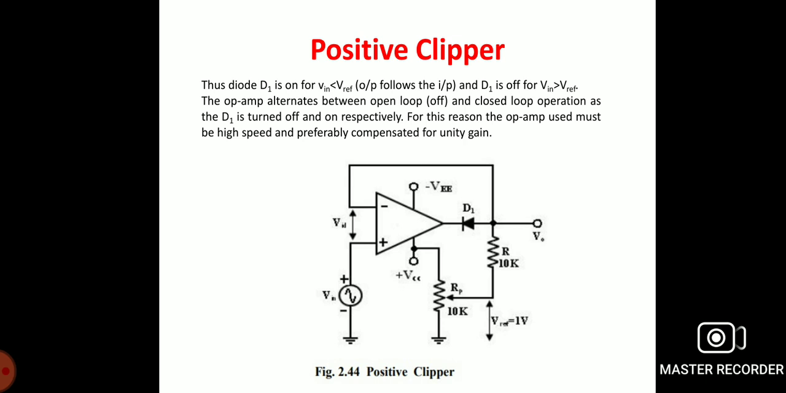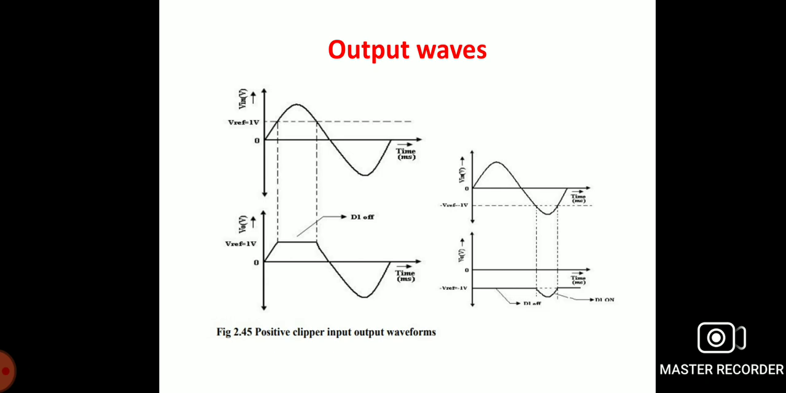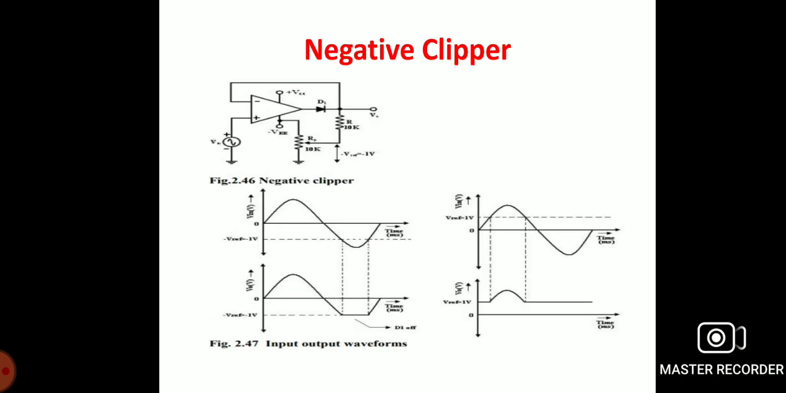Now we can see the output waveform of the positive clipper circuit. The positive portion of the signal is clipped for some duration of the time period. So this is the clipper input and output waveform. Now we are going to discuss the negative clipper.